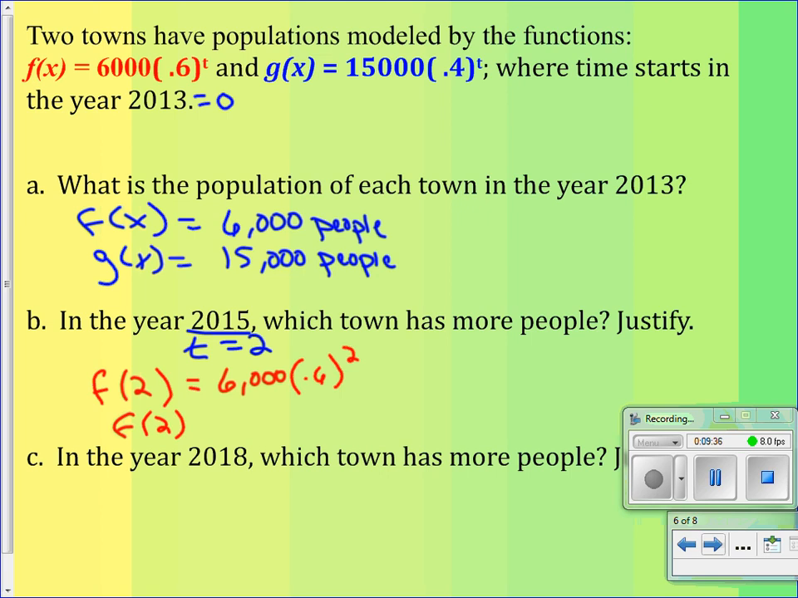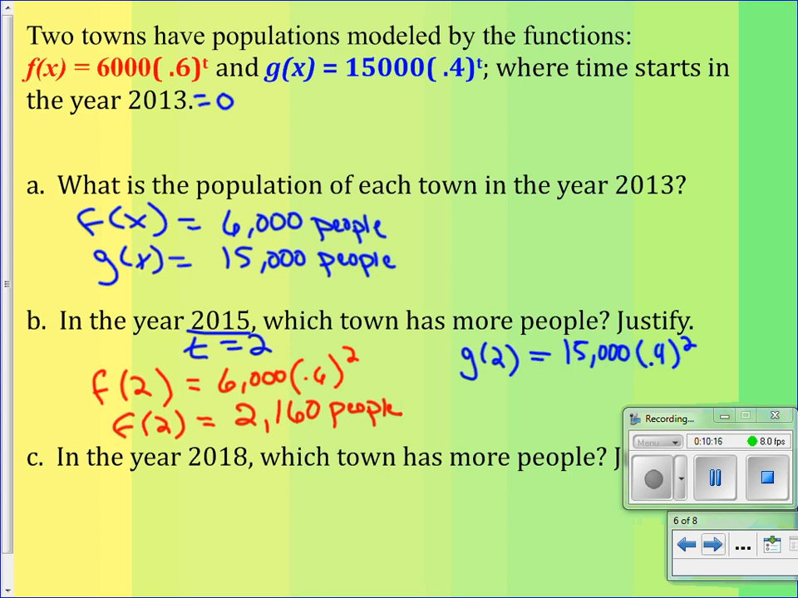So in the year 2015, which is 2 years later, the population is 2,160 people. And I do g of 2 for the g of x function. So g of 2 is 15,000 times 0.4 raised to the second power. Plug it into the calculator just like I wrote it.